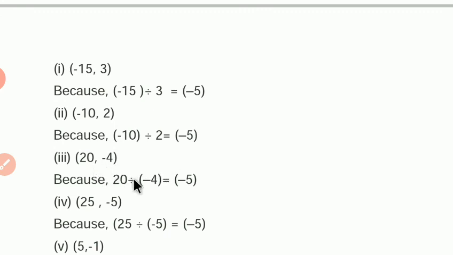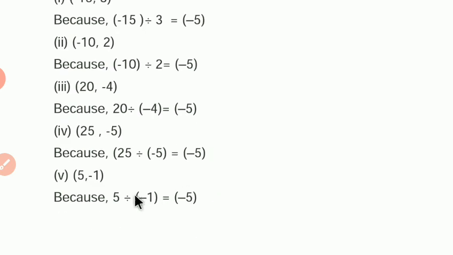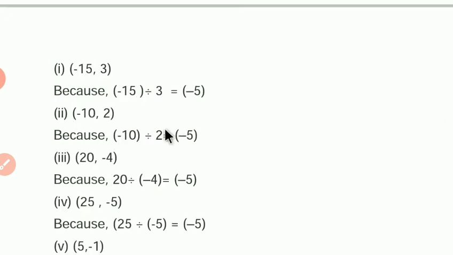Then 20 divided by minus 4. So 4 5s are 20 and the sign will be minus. Then 25 and minus 5. If you divide 25 by minus 5, we'll get 5 5s are 25. And we know that if one number is positive and the second one is negative, the sign will be negative here. Then last one, 5 and minus 1. So 5 divided by minus 1, if you divide you'll get the answer as minus 5.